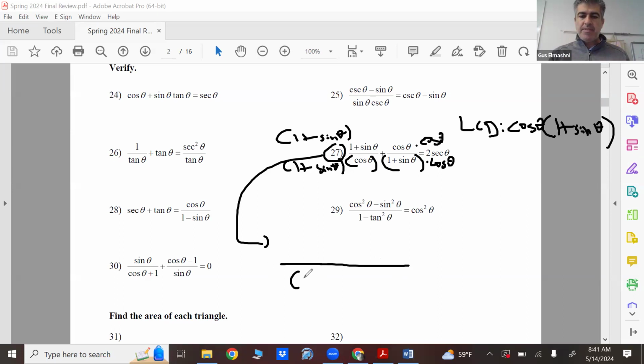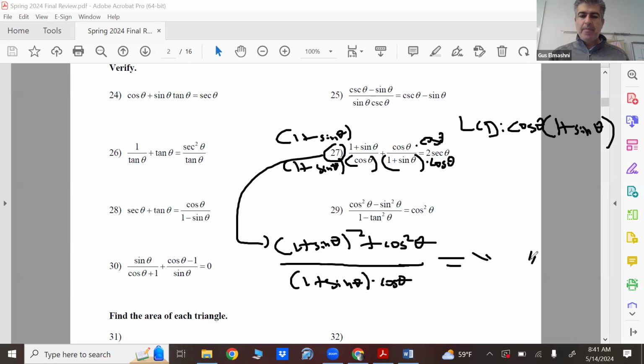So I have this 1 plus sine theta times cos theta, and that's going to be 1 plus sine theta to the second power plus cosine squared theta. Okay, now I think I can kind of see what's going to happen, because I have to FOIL the 1 plus sine theta, right? What's going to happen when I FOIL this? How many terms do you get when you FOIL 1 plus sine theta times 1 plus sine theta?